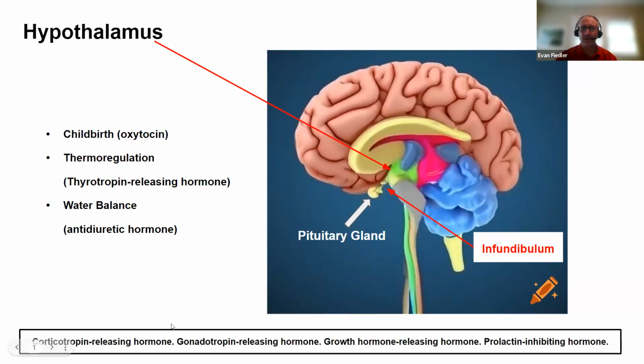Corticotropin releasing hormone, produced by the hypothalamus, goes to the anterior pituitary, causing a release of adrenocorticotropic hormone, which will target the adrenal cortex of the adrenal gland.